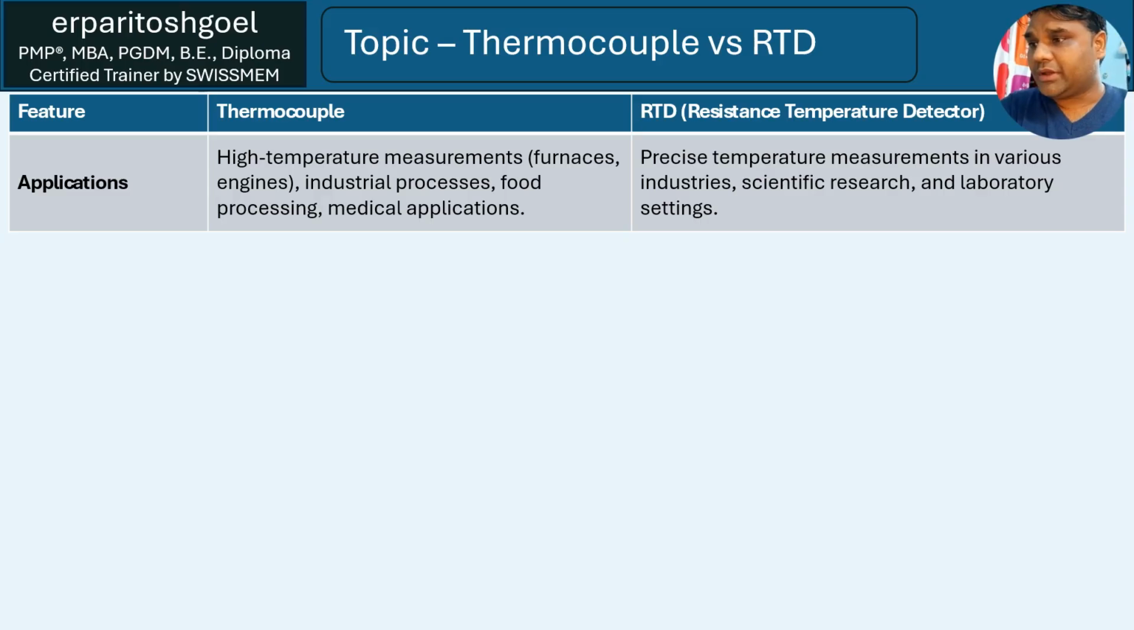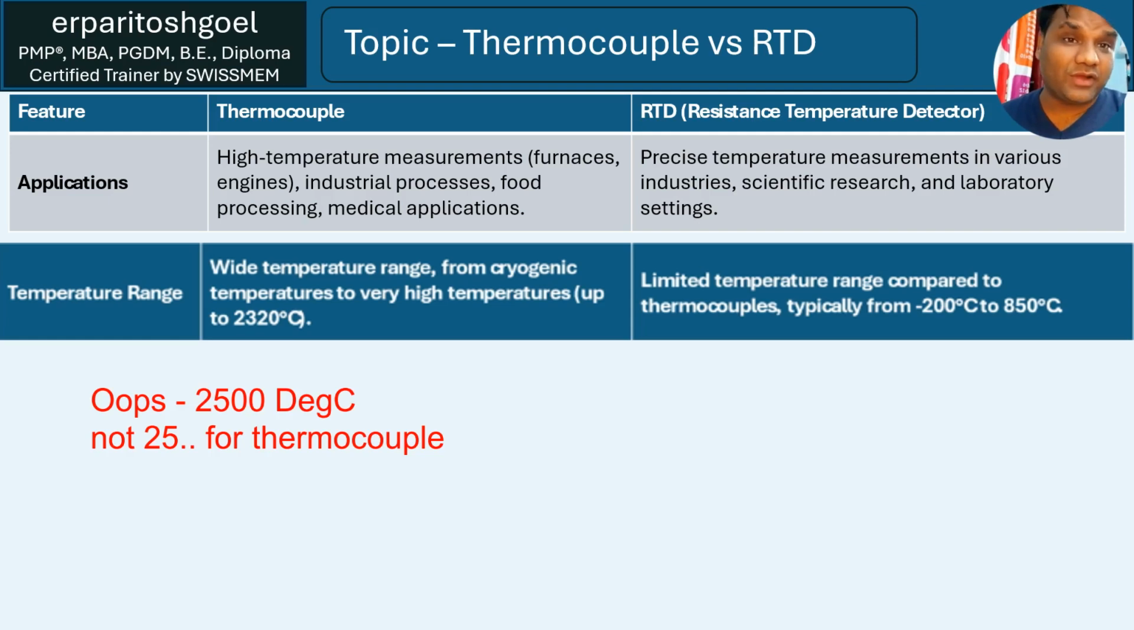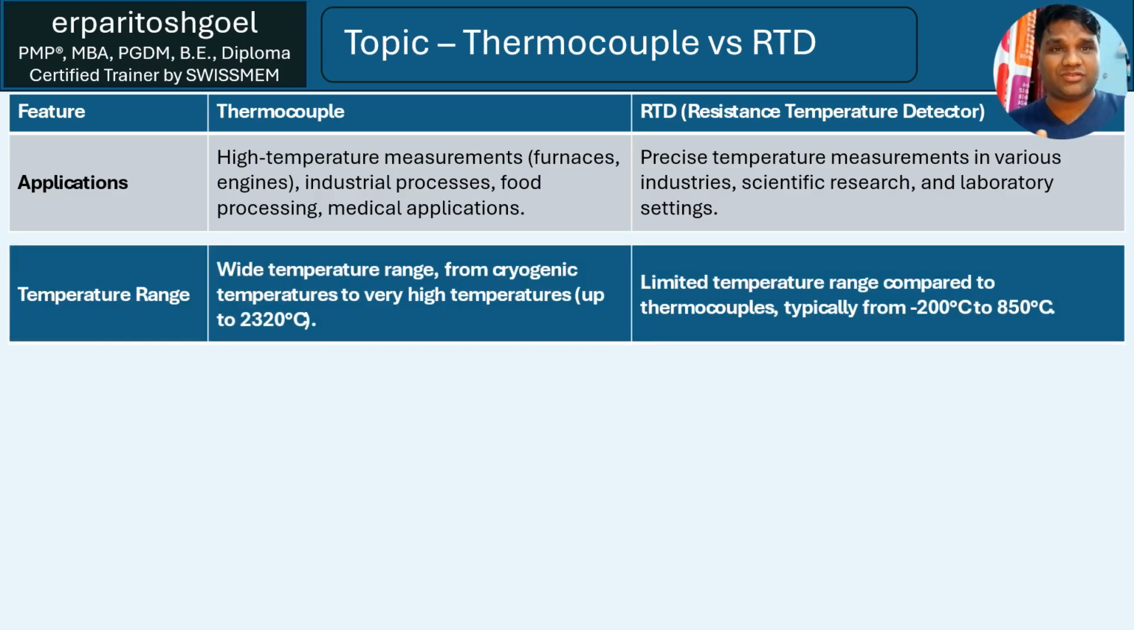The next difference is the temperature range. As I said earlier, thermocouple is used for wide temperature ranges. It starts from minus 200 degrees Celsius and goes up to a very high temperature. There are different types of thermocouples used for different ranges, like J type, K type, T type. You can select as per the range required for the measurement. While RTD is generally for a limited range, from minus 200 degrees Celsius to 850 degrees Celsius.